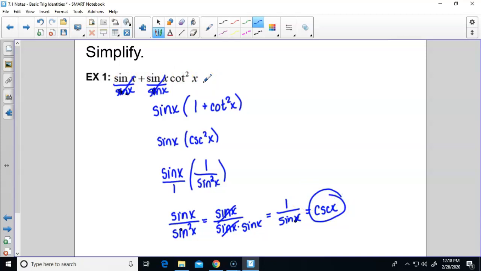So if I plug in 30 into the first expression and 30 into this expression, I'll get the same answer. These two expressions are equivalent to each other.